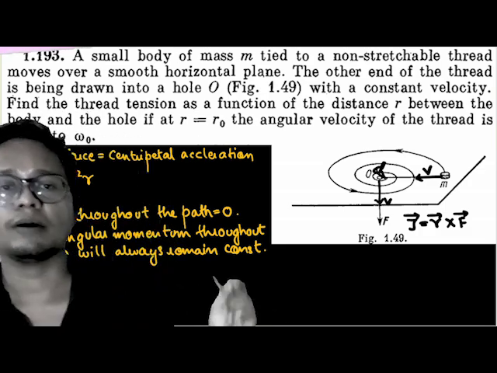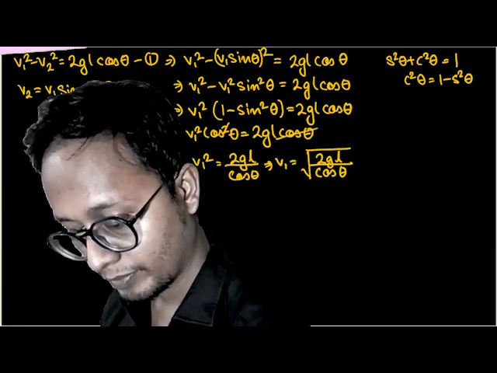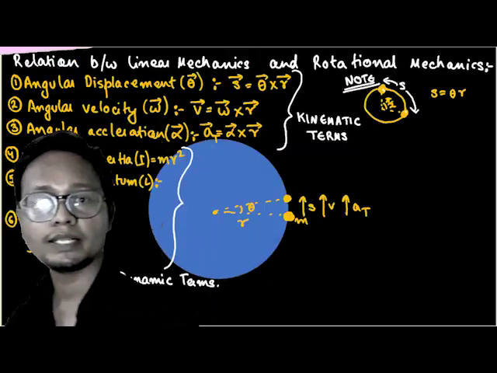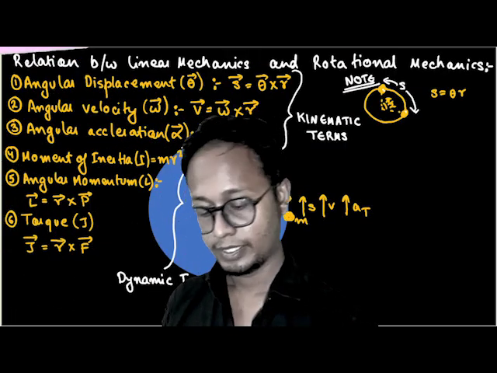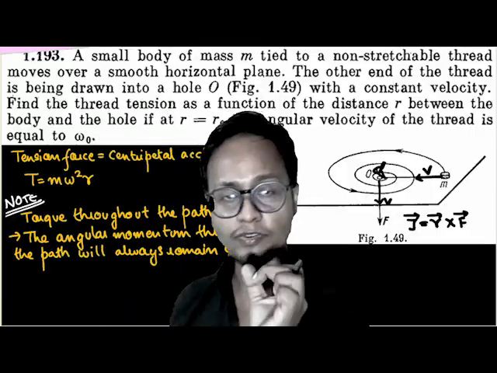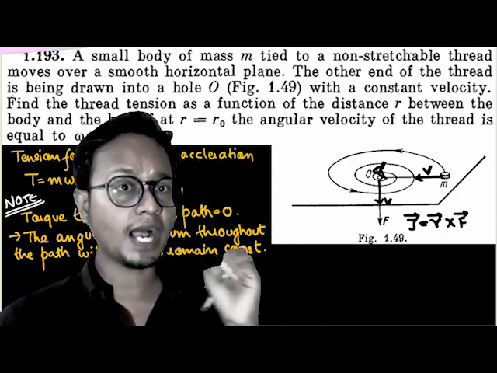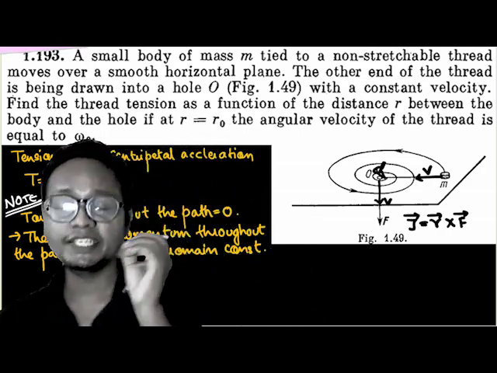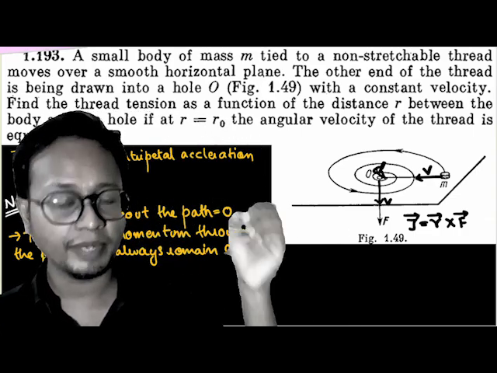Now what is the formula for angular momentum? The value of angular momentum is nothing but R cross P. There is one more formula for angular momentum. Find out the equivalent formula. The equivalent formula for angular momentum is I into omega. See, for linear momentum, what is the formula? M into V. So angular momentum will become I into omega.